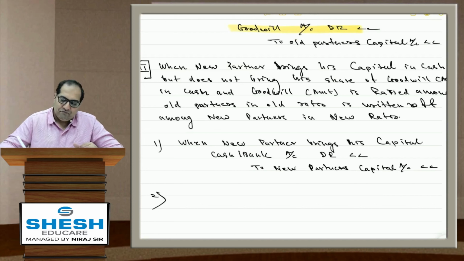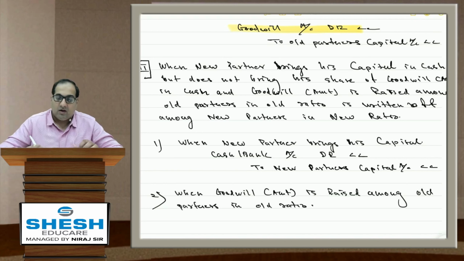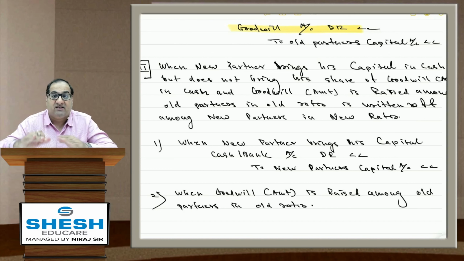Two is what? When goodwill amount is raised among all partners in old ratio. क्यों? अगर C 90,000 का 1/3, that is 30,000, on the date of admission कैश में इंट्रोड्यूस नहीं करता है तो कंपल्सरीली A एंड B को 90,000 का क्रेडिट उनके कैपिटल अकाउंट में ऑन द डेट ऑफ एडमिशन क्रेडिट करना ही पड़ेगा, अदरवाइज देयर विल बी डिस्प्यूट.